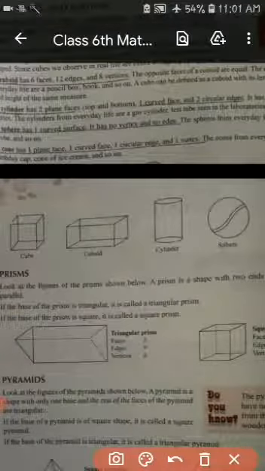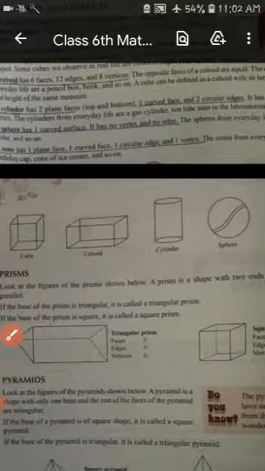Now a sphere has one curved surface, and has no vertex and no edge. A cone has one plane face, one curved face, one circular edge, and one vertex. Look here. This is your cube, cuboid, cylinder, and sphere.